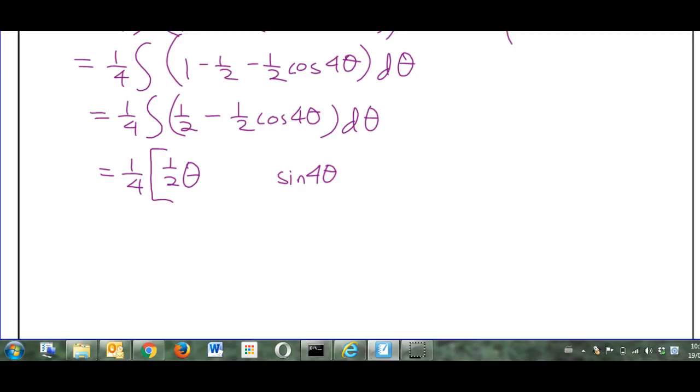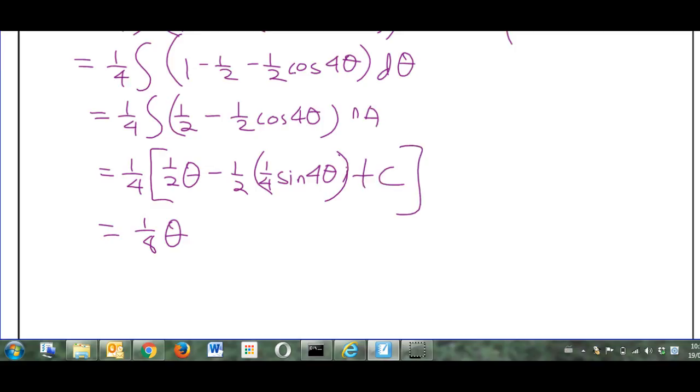And sine 4 theta, when we do its antiderivative, let's do it in kind of 2 steps. So the integral of cos 4 theta is 1/4 sine 4 theta. And then we'll just stick the half in there, and we'll be done. Well, now we put the quarter in. So it's 1/4 times a half, which is 1/8 theta. Oh, I suppose we should toss in a plus c.